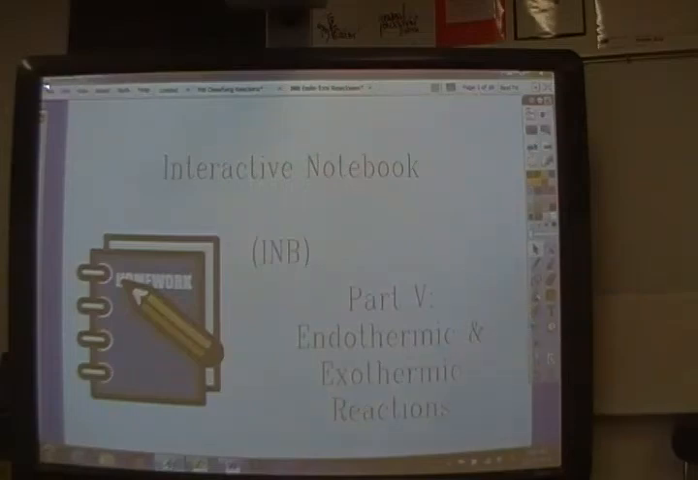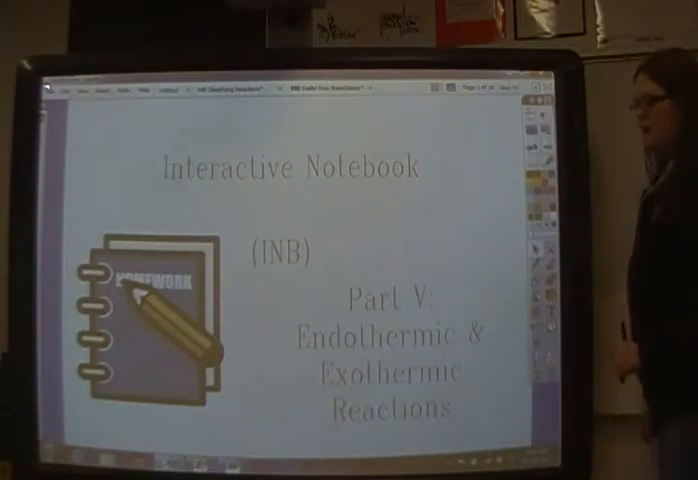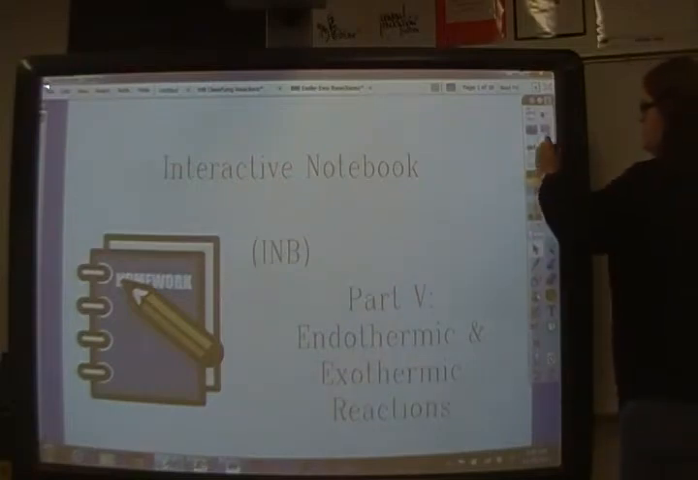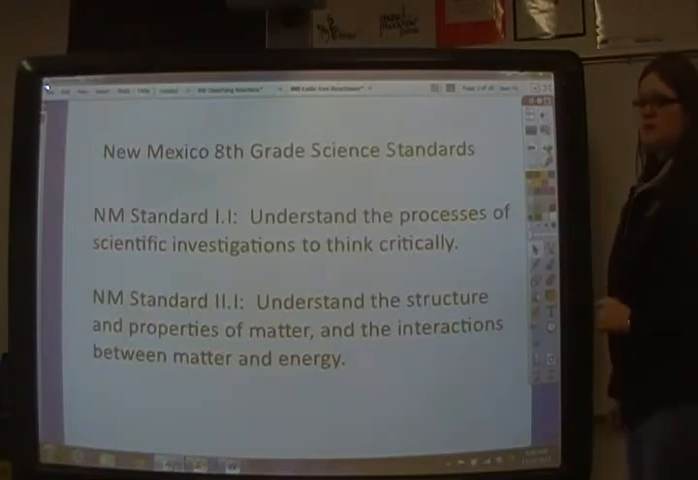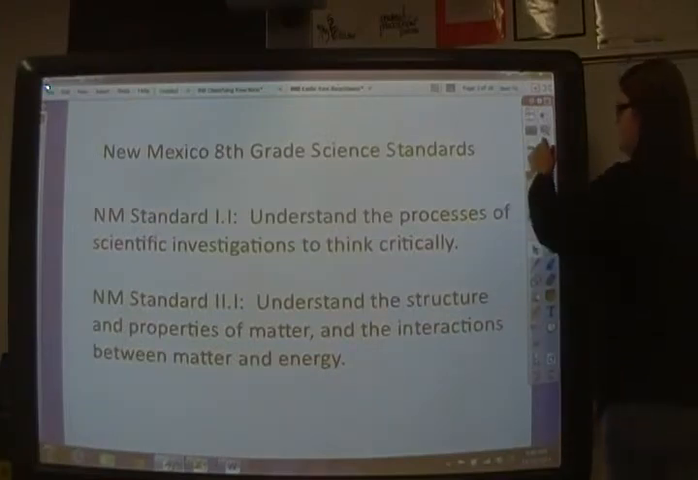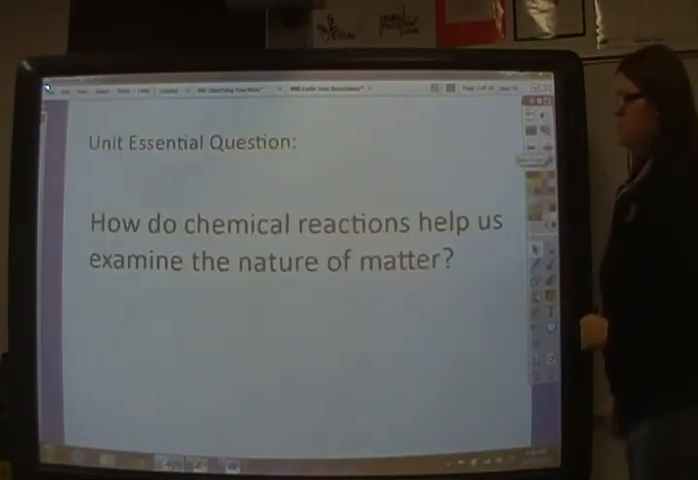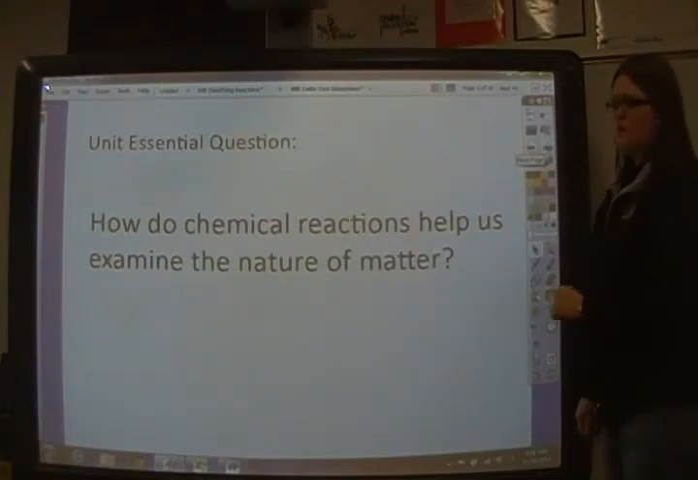Continuing Basic Chemistry, Part 5, Endothermic and Exothermic Reactions. The New Mexico 8th grade science standards that this unit meets. And the unit essential question: how do chemical reactions help us examine the nature of matter?